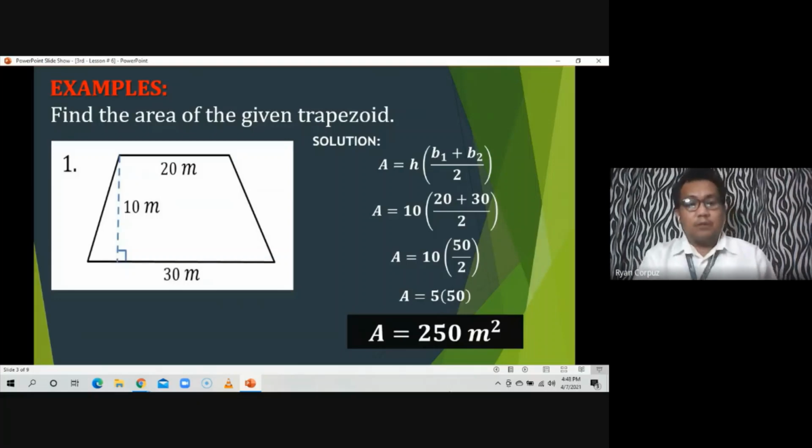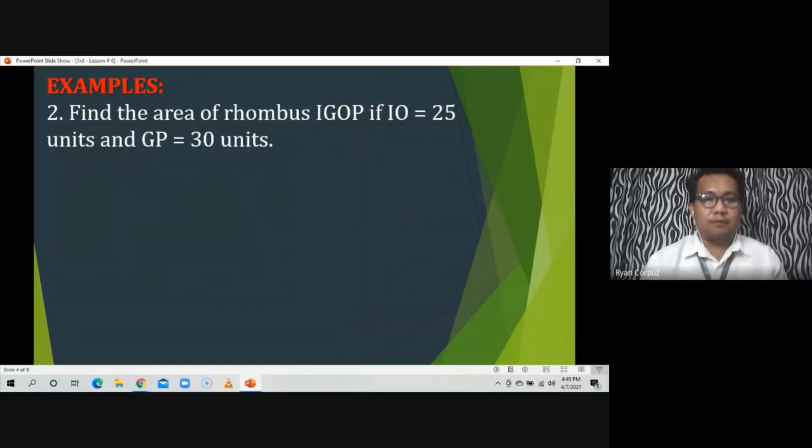So since we are pertaining to the area of that given trapezoid, the area is in terms of square units. Since there is a given unit of measurement there, which is in terms of meter, the area of the given trapezoid with the given measures in the figure is equal to 250 square meters. So that's how we solve example number 1. Any question? So if none so far, let's proceed on answering the next example.